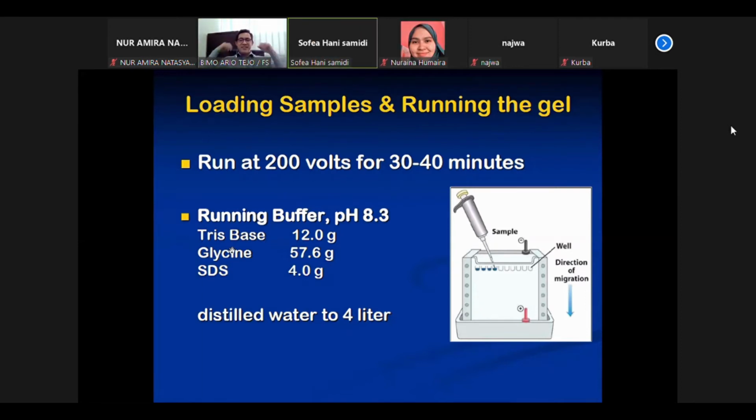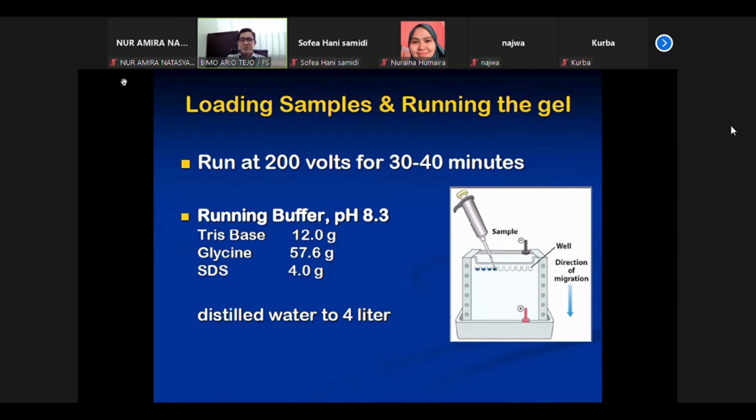To unfold the protein. Exactly, yes, to unfold the protein. Nanti ada soalan lagi, why we have to unfold the protein? Pening kepala. We unfold the protein so the movement of the protein depends only on its size. The gel. Okay, all right, thank you. Yeah, correct. So that the migration of the protein will only depend on the size of the protein.